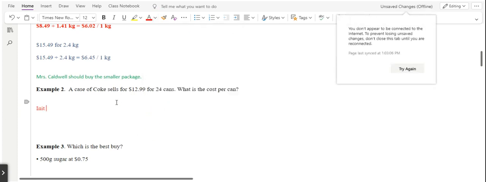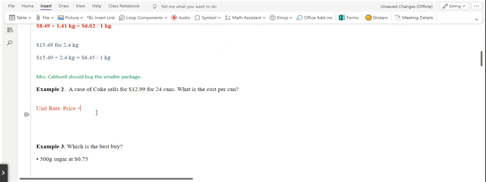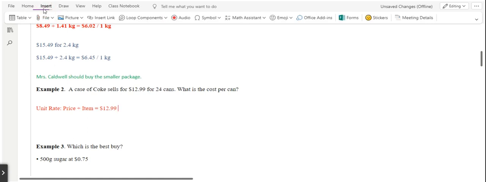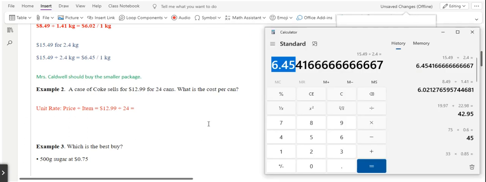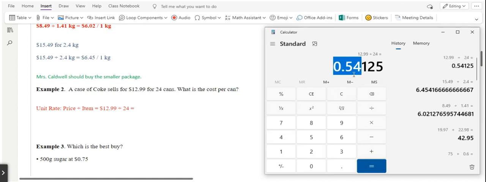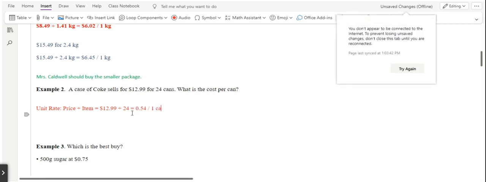So remember, for the unit rate, you want to take the price and divide it by the item. And so in this case, this is $12.99 divided by 24. So it's going to be 0.54, otherwise known as 54 cents for 1 can.